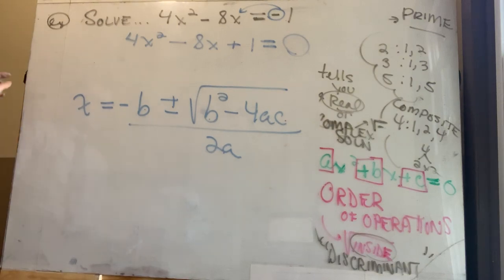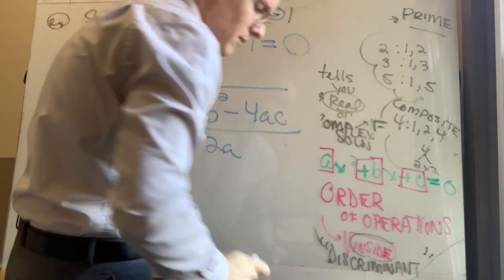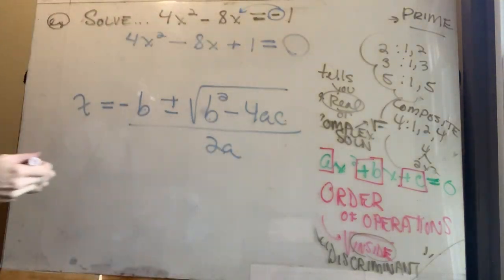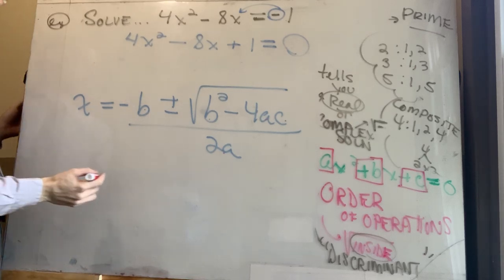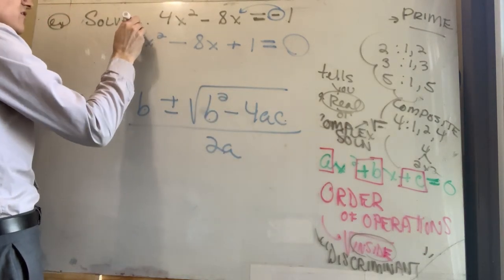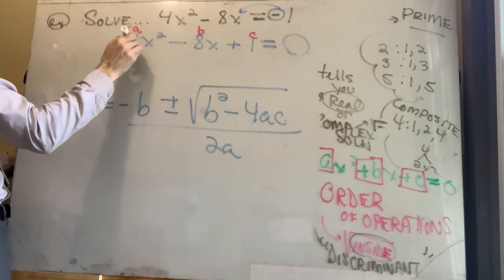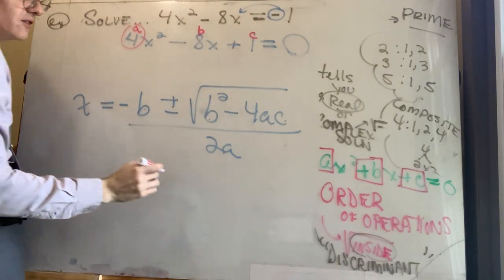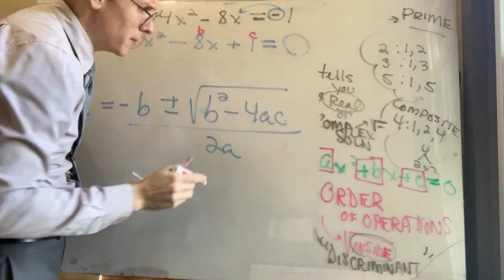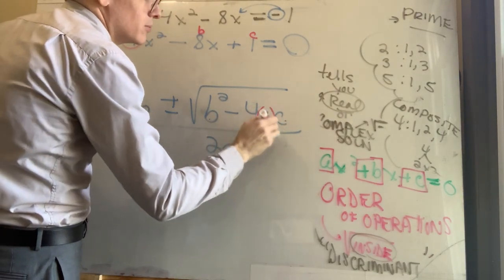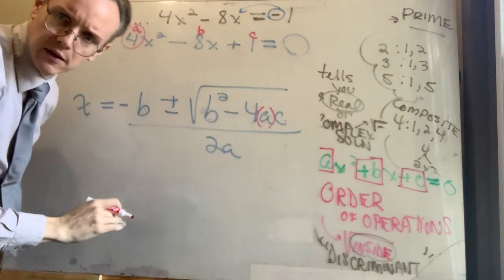I'm skipping steps a little bit. So now it more closely resembles this. This is a, this is b, and this is c. That means I'm going to insert 4 in place of the a's. Good rule of thumb: wrap your letter in a parenthesis, like a little pocket that you're going to insert.